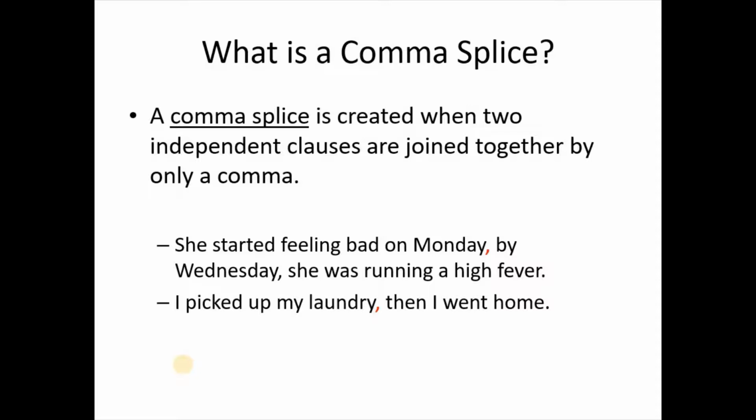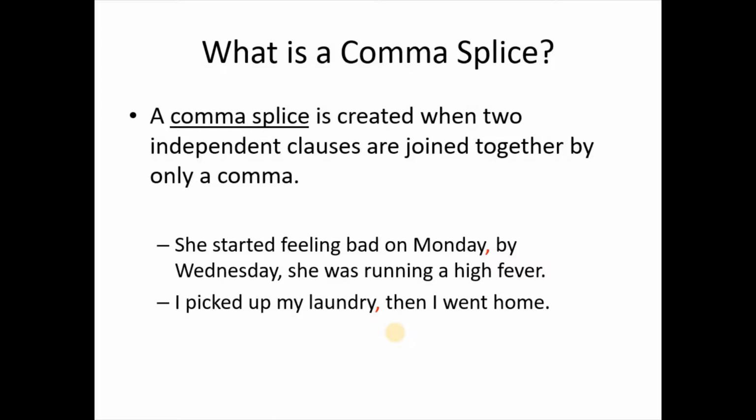First one: "She started feeling bad on Monday, comma, by Wednesday she was running a high fever." The first independent clause here is "she started feeling bad on Monday", followed by a comma, and then the second clause, "she was running a high fever", is the second independent clause. Same thing in the second example: "I picked up my laundry" is the first independent clause, followed by another one, "I went home", and notice the two are joined with a comma. So joining two independent clauses together with just a comma is called comma splice.